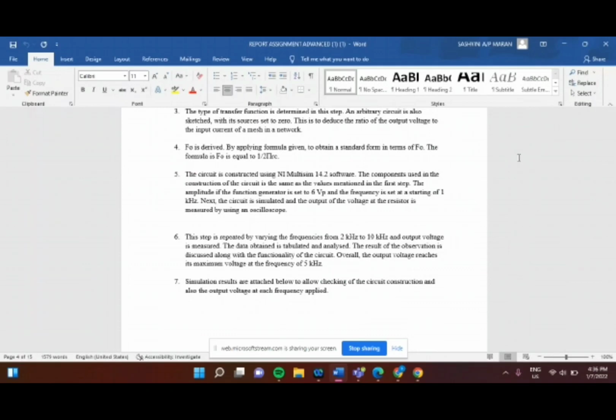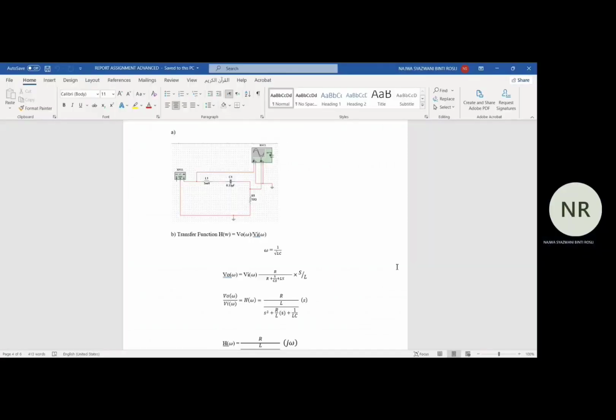The step is repeated by using frequencies from 1 kHz to 10 kHz, and the output voltage is measured. The data obtained is then tabulated and analyzed, and it can be observed that at 5 kHz, the output voltage reaches its maximum voltage. The last step, the result for each varying frequency for the output voltage is attached to allow checking of the reading. Assign the value for the passive component.